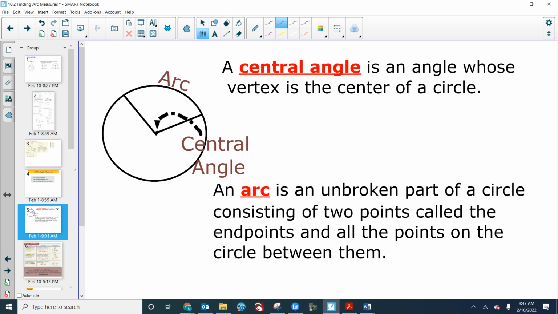We're building off of this concept the whole chapter. So this is called an arc right here. This is an arc, okay? An arc is an unbroken part of a circle consisting of 2 points called endpoints and all the points on the circle between them.